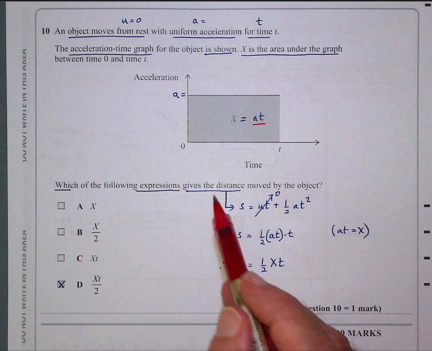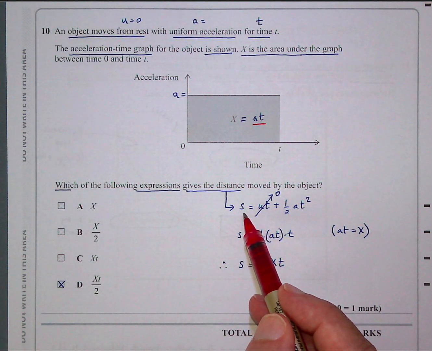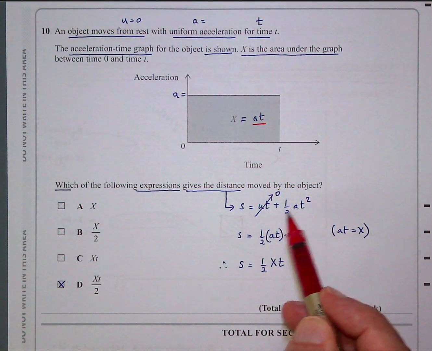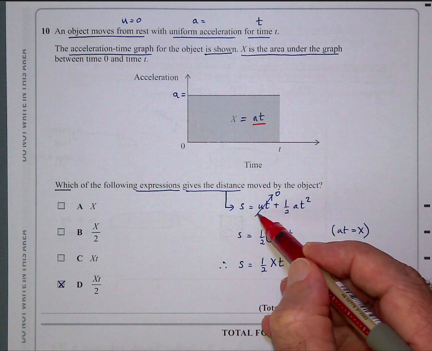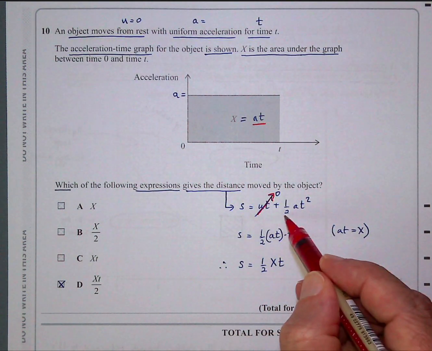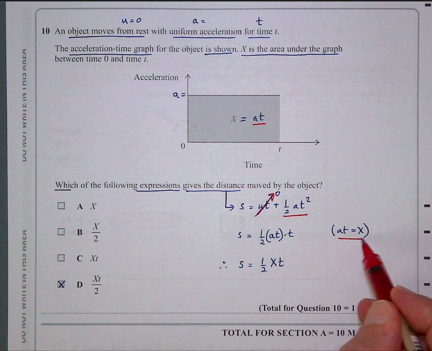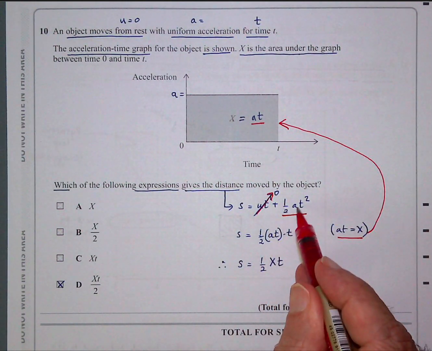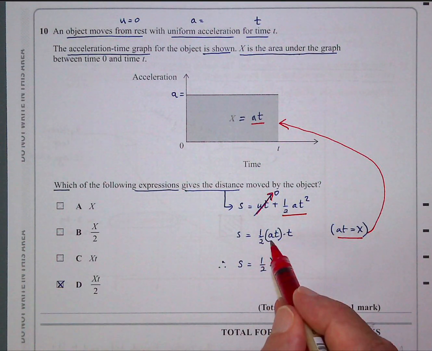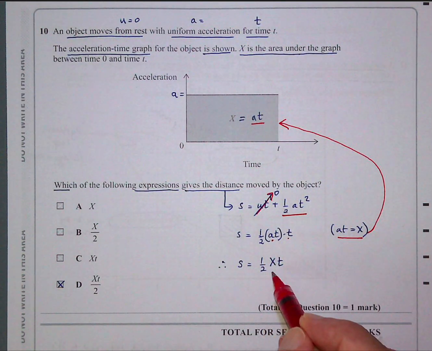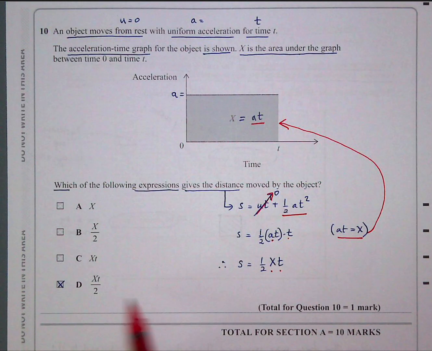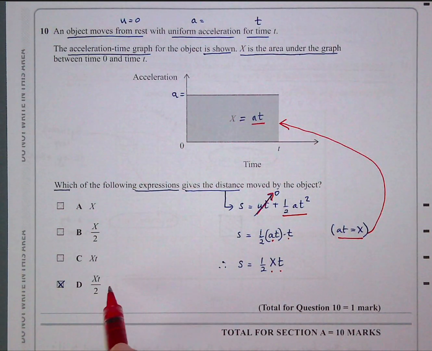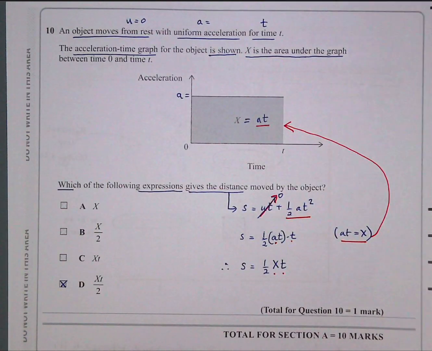Well, for distance, a constant acceleration formula you could use is s equals ut plus half at squared. Initially u was 0, so that bit goes out, and you've got half at squared. We know from the graph that x is at, so we can take at out of the t squared, so half at times t is half x times t, so you're looking for a similar one, which is d. Okay, that's the end of the multiple choice questions for this January 24 Unit 1 paper.